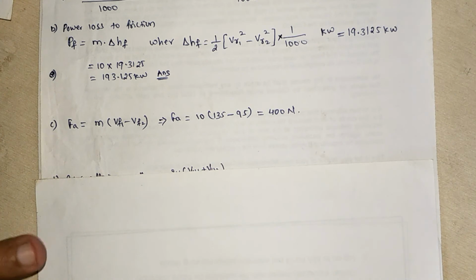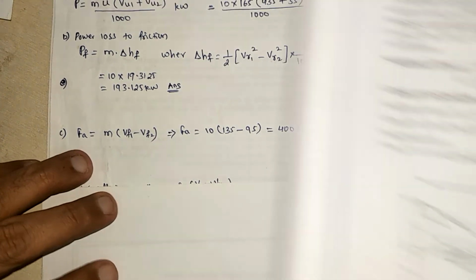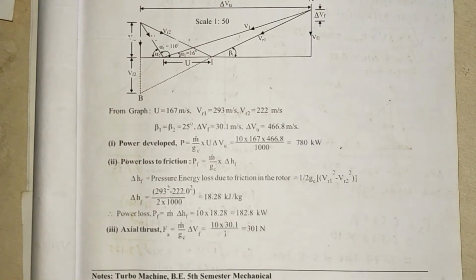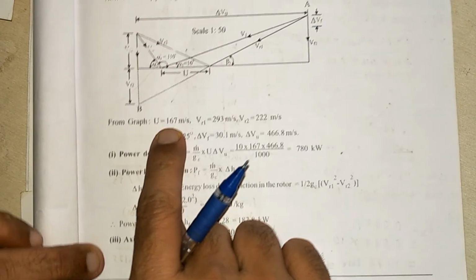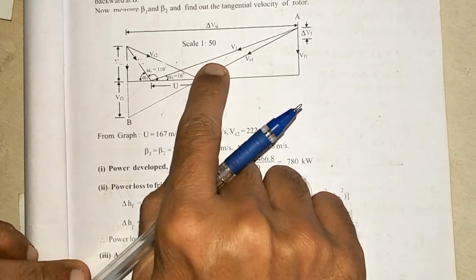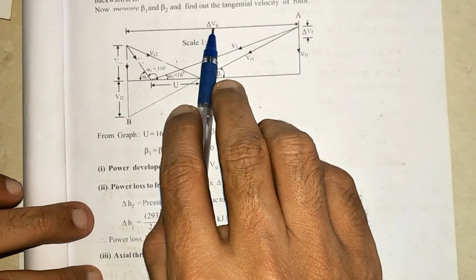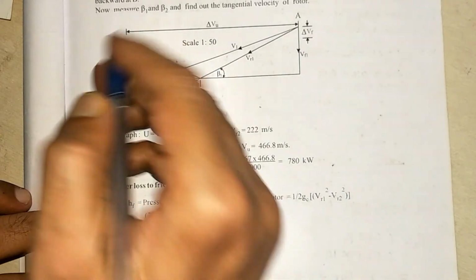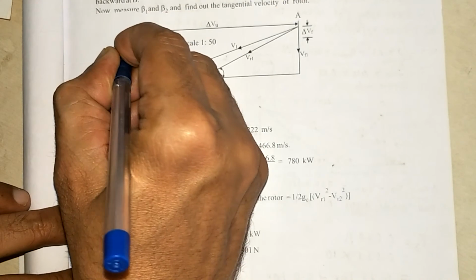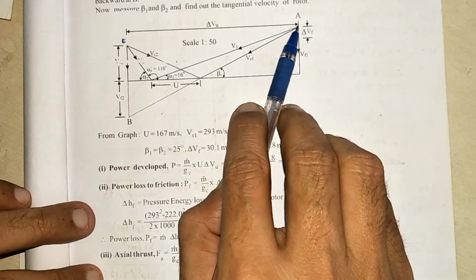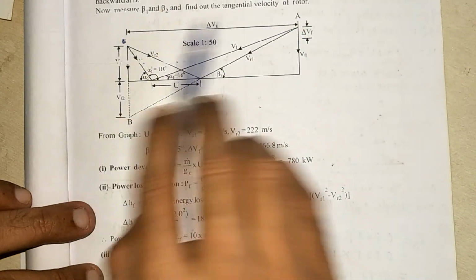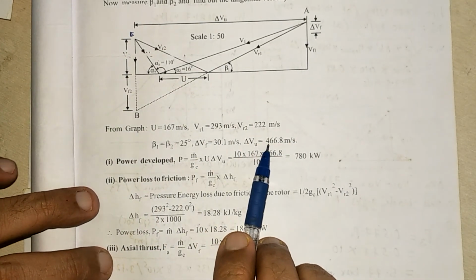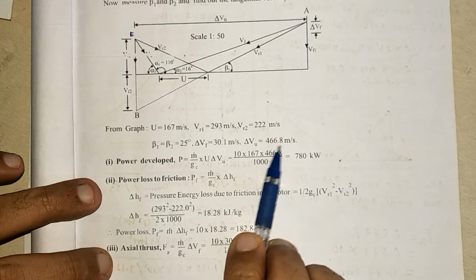So better I will show this part to you. As you can see, these are the book values that we have obtained. This is the velocity triangle that has been drawn here. This delta VU value is the distance between points E and A. This is point E here, as you can see. The horizontal distance between E and A is delta VU. So the value of delta VU obtained is 466.8, right?